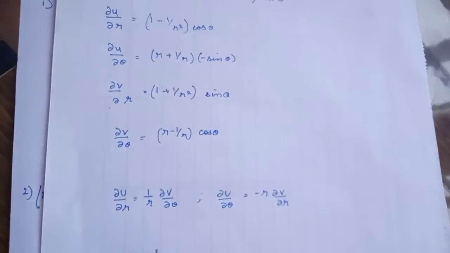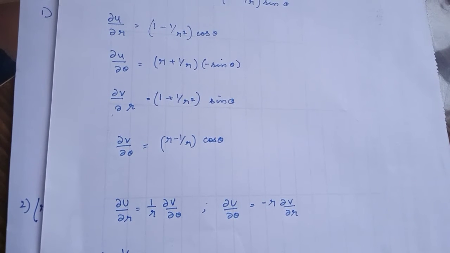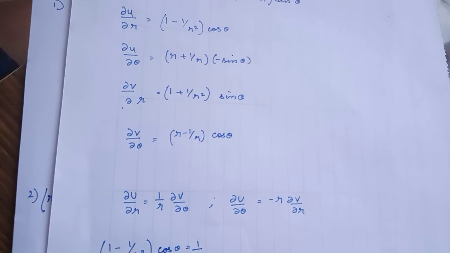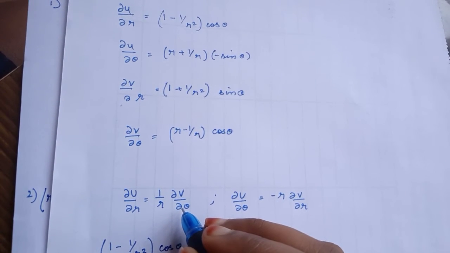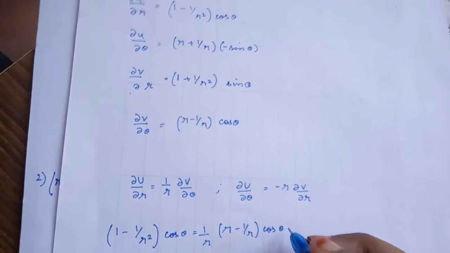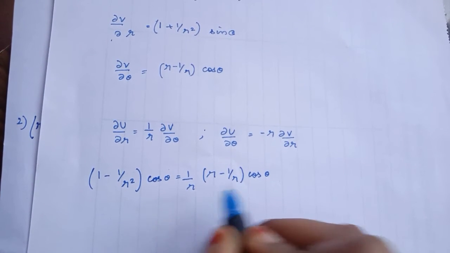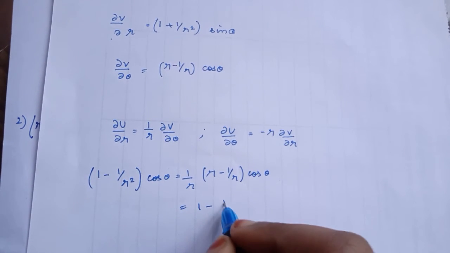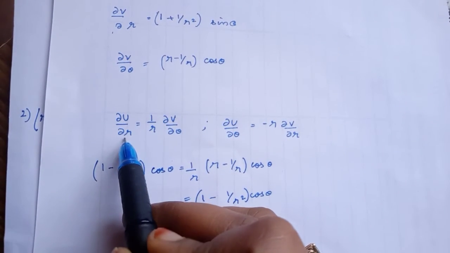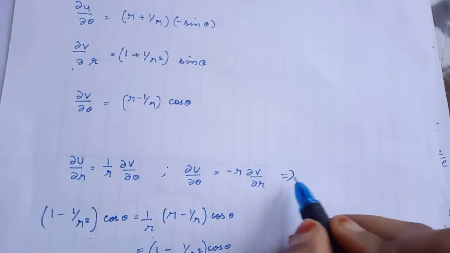So we have the Cauchy-Riemann equation in polar form. Dou u by dou r, what do we have here? That is 1 minus 1 by r square of cos theta, is equal to 1 by r of dou v by dou theta, which is r minus 1 by r of cos theta. So when this r is multiplied inside, r and r get cancelled. Minus 1 by r into 1 by r is 1 by r square. That will be 1 minus 1 by r square, cos theta. So we see that dou u by dou r is equal to 1 by r of dou v by dou theta.